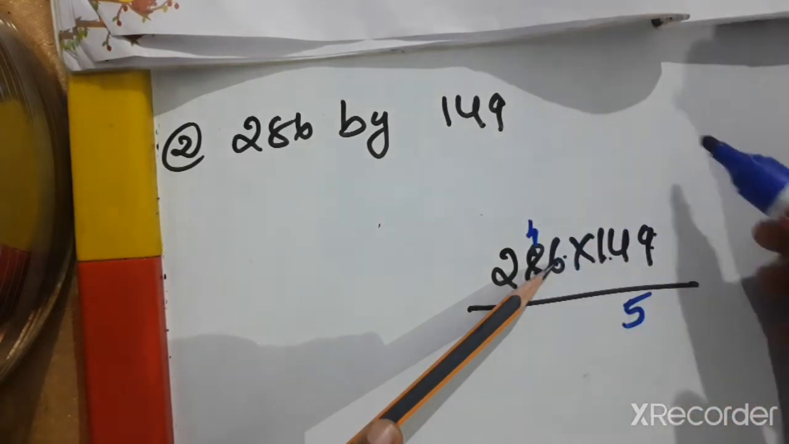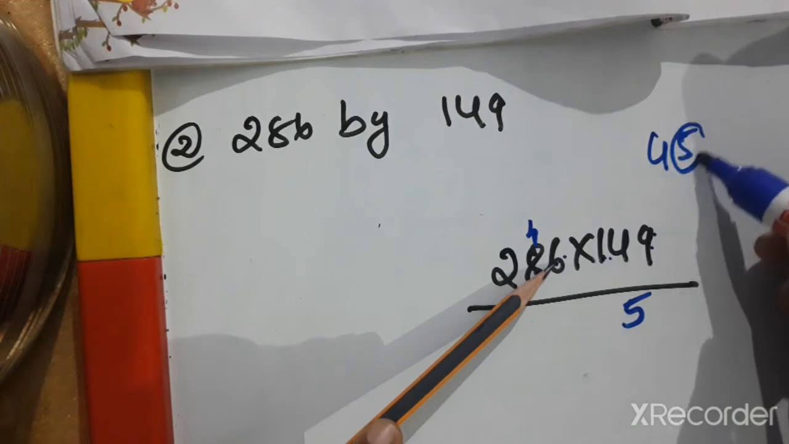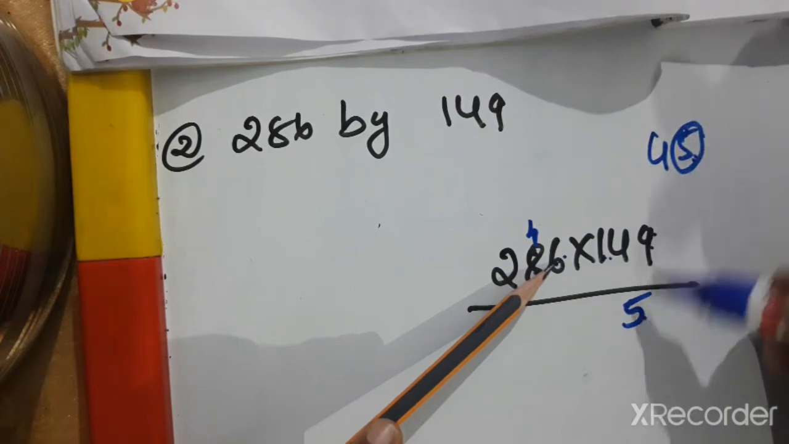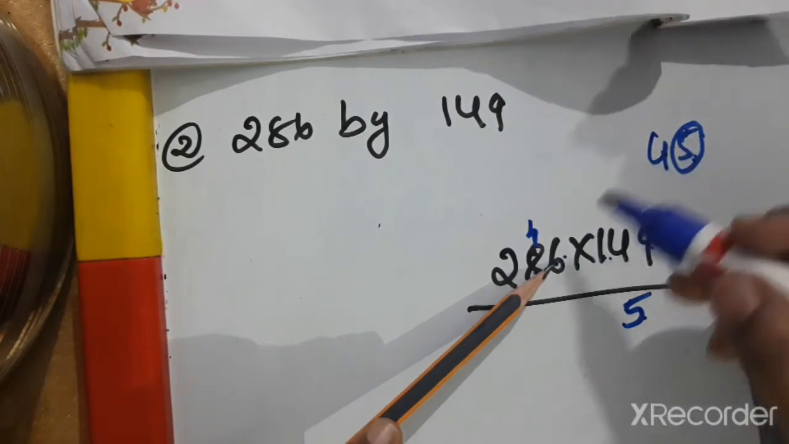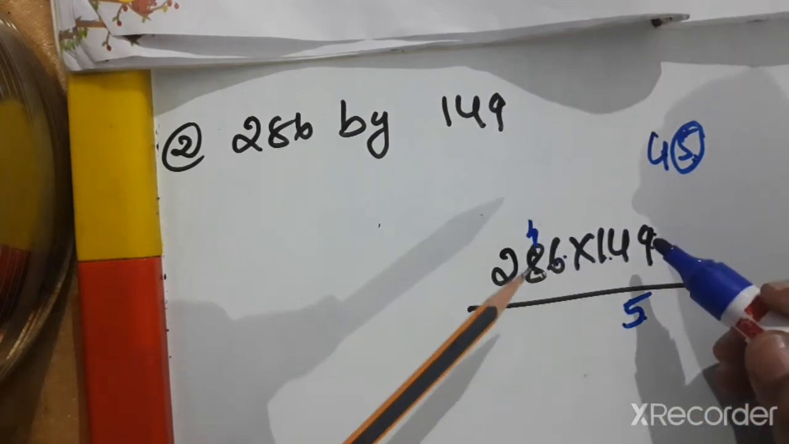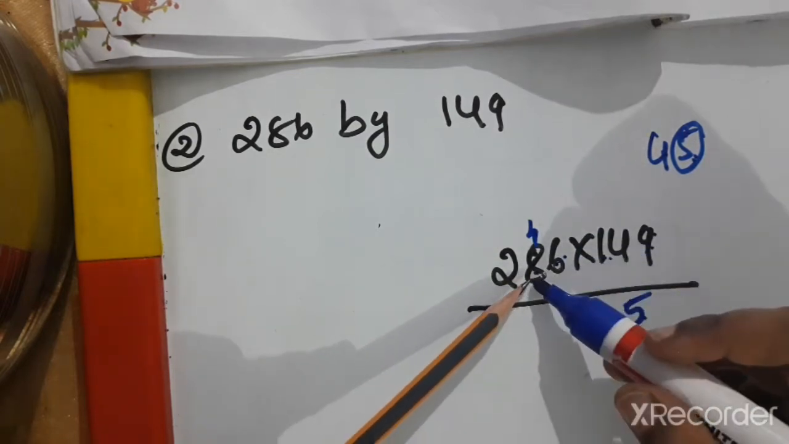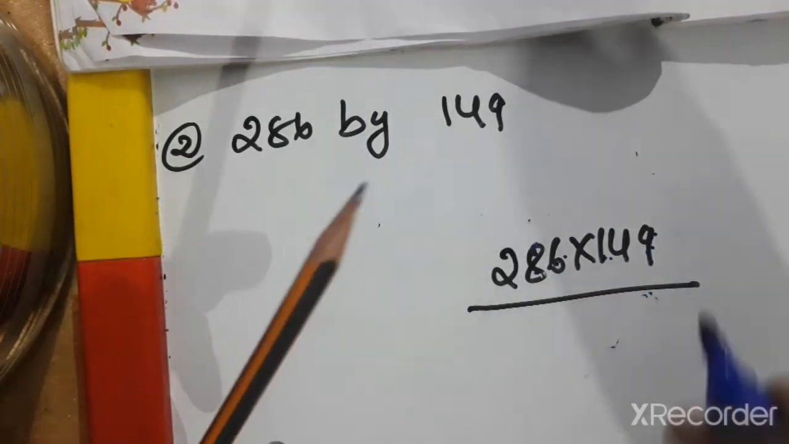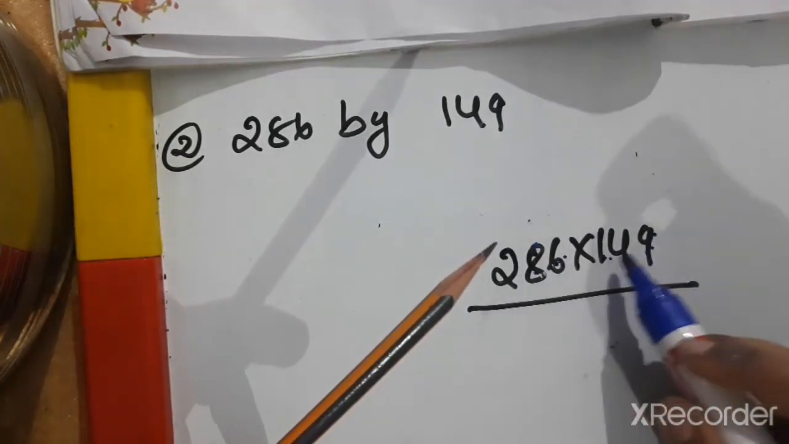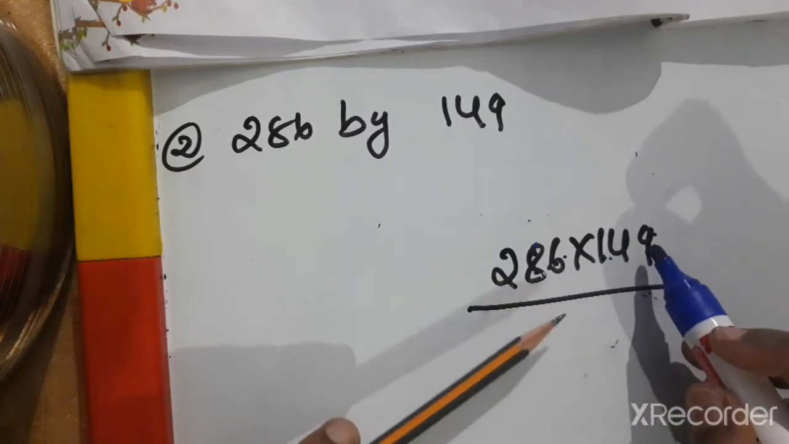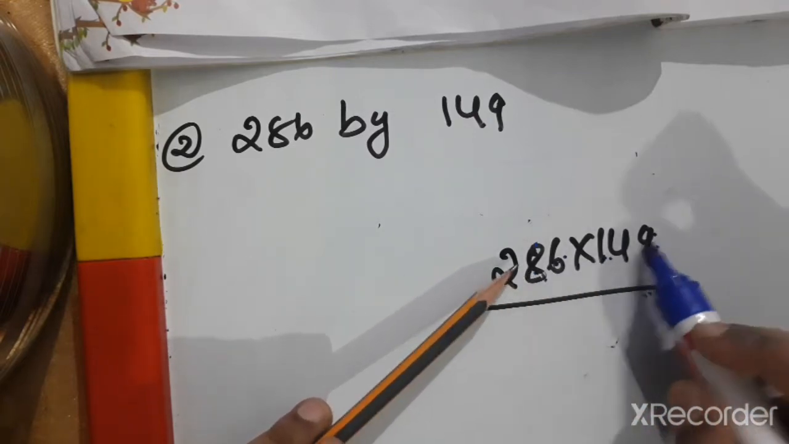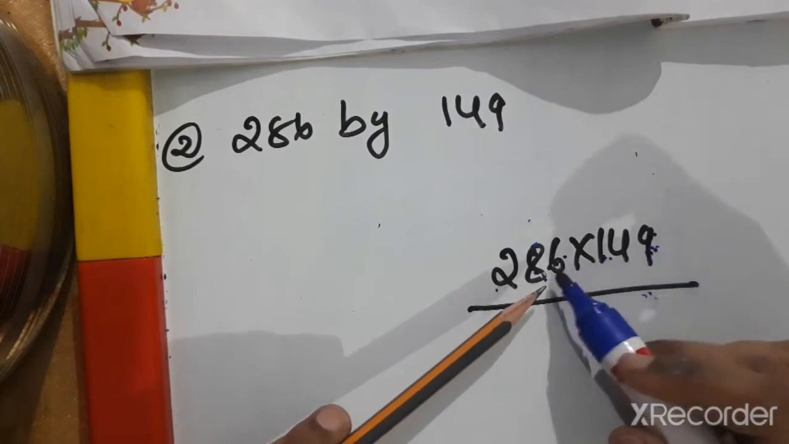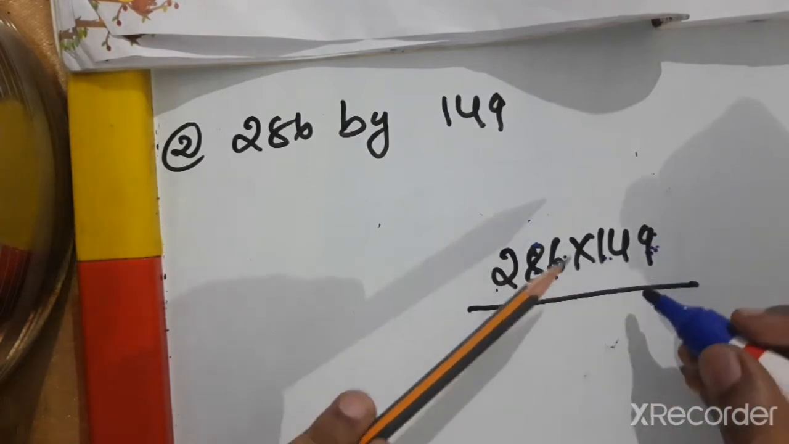So 4 carry 45 means the last digit 5 we have to write here, and the next number we have to carry over to the next place. Okay, now 9 with 286, so children, 286 into 149 we have to multiply. 9 into 6, 9 into 8, 9 into 2 we have to multiply. 9 6s are 54.